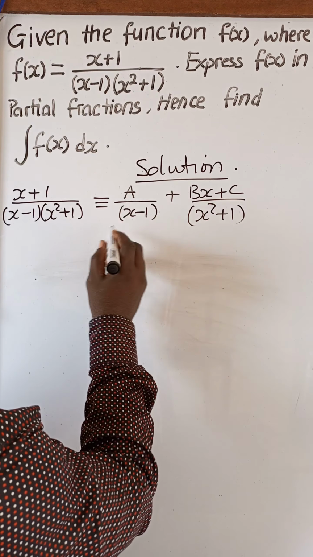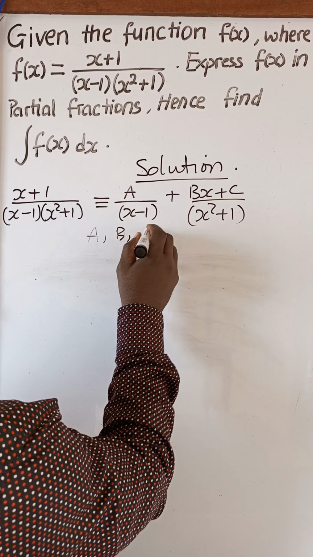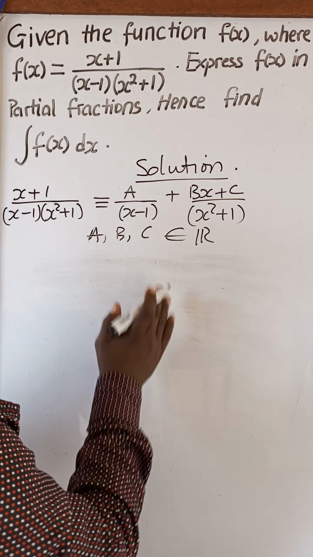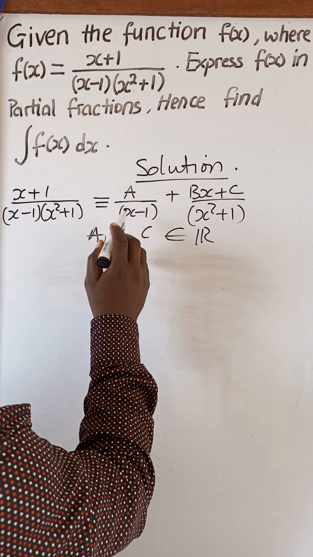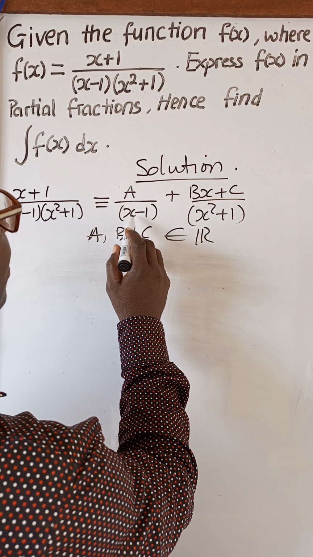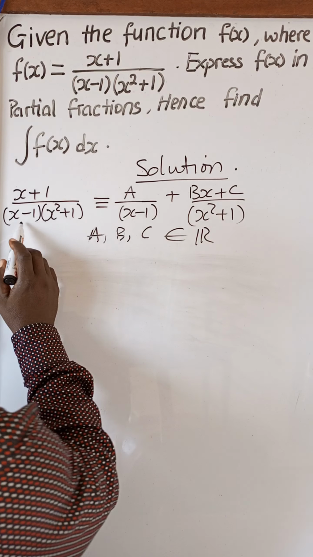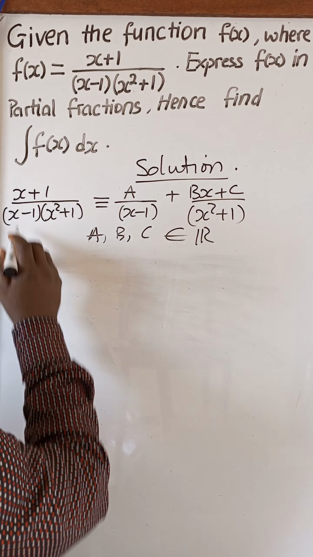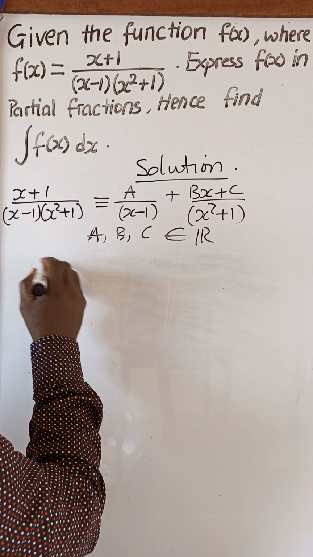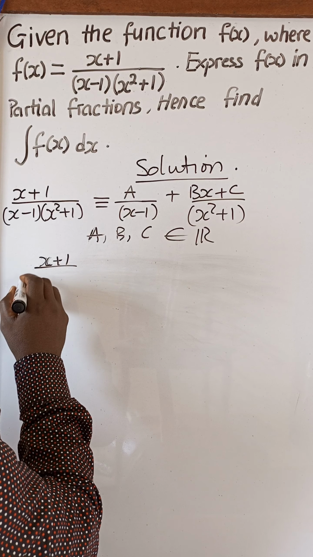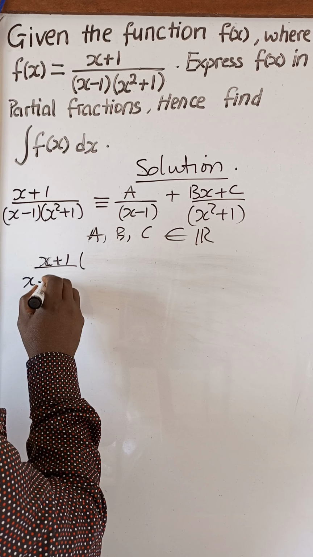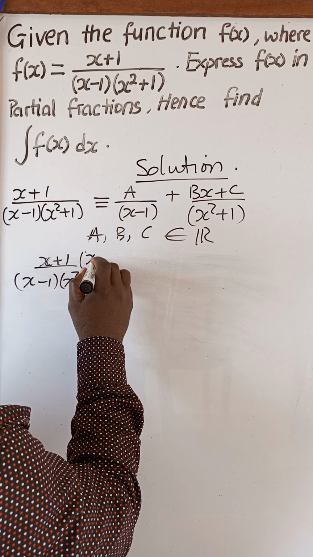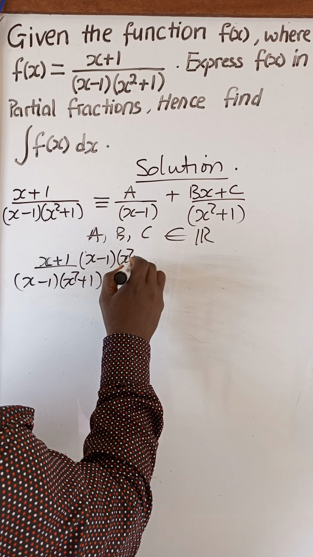So we have to solve for a, b, and c. These are all real numbers. Okay, now how do we go about that? We take the LCM of this and this. If you look at it carefully, it will just be their product, which is this one. So we're going to multiply all through by the LCM. We multiply x plus 1 all over x minus 1, x squared plus 1 by the LCM, which is x minus 1, x squared plus 1.